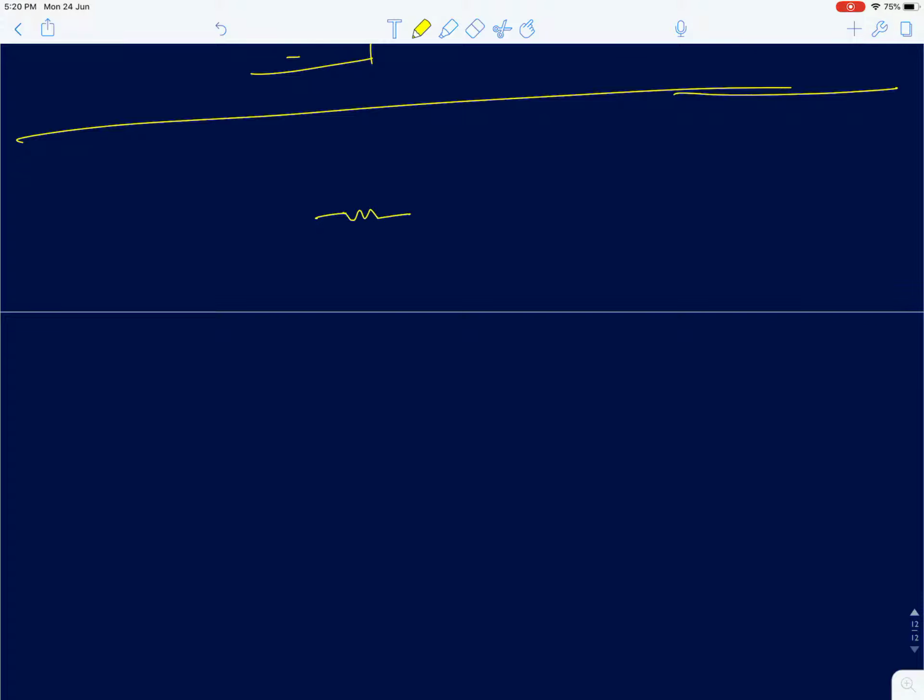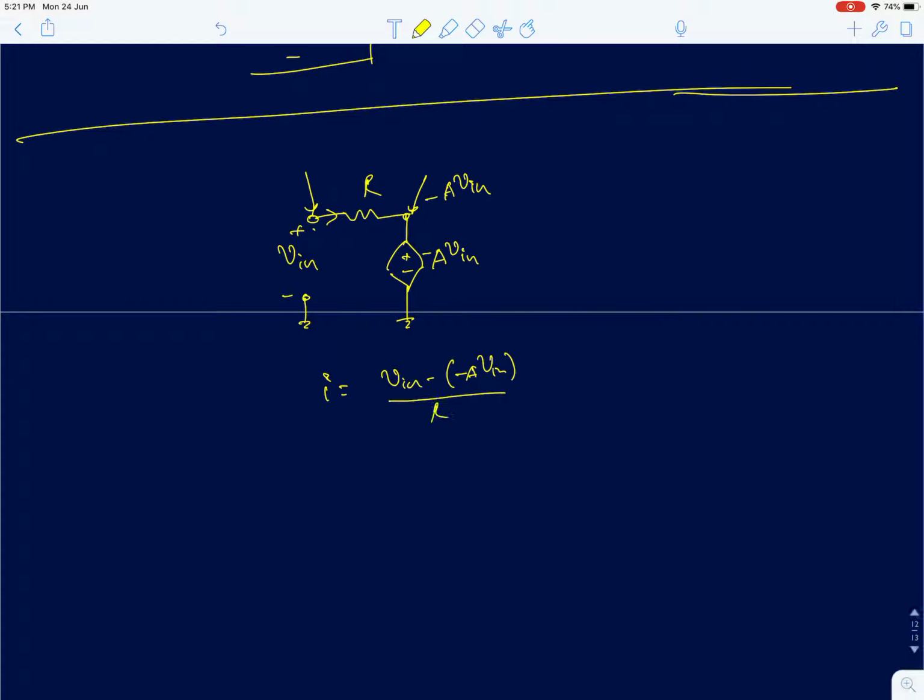So the first one is, you have a resistance connected. So this is minus a V in, where V in is the voltage between the input and ground. So the potential at this node is V in. So this node voltage is minus a times V in. So the current across the resistance is simply V in minus, minus a V in, upon R. So V in into 1 plus a, by R. So the equivalent resistance seen at this point is simply V in by I, which would be R by 1 plus a. So that's your equivalent resistance in this problem.